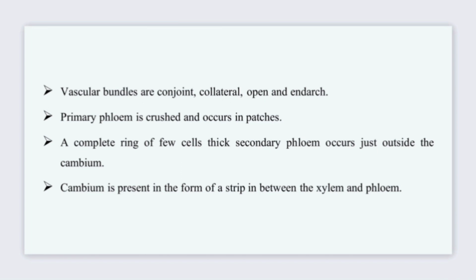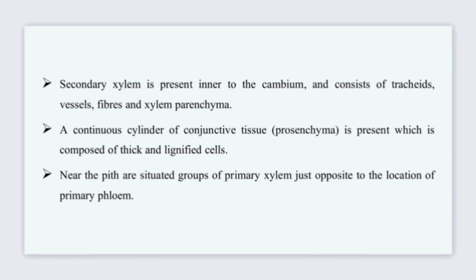Primary phloem is crushed and occurs in patches. A complete ring of few cells thick secondary phloem occurs just outside the cambium. Cambium is present in the form of a strip in between the xylem and phloem. Secondary xylem is present inner to the cambium, and consists of tracheids, vessels, fibers and xylem parenchyma.